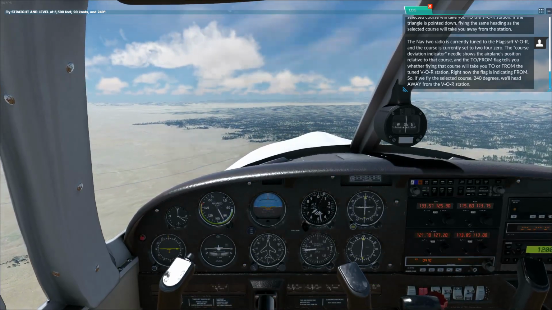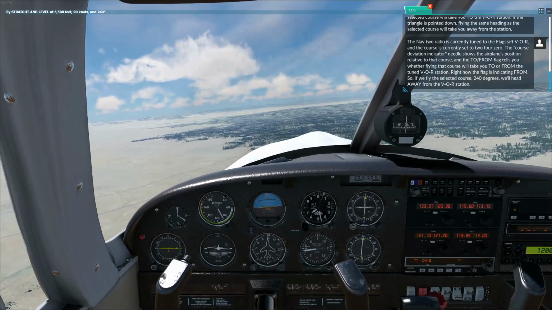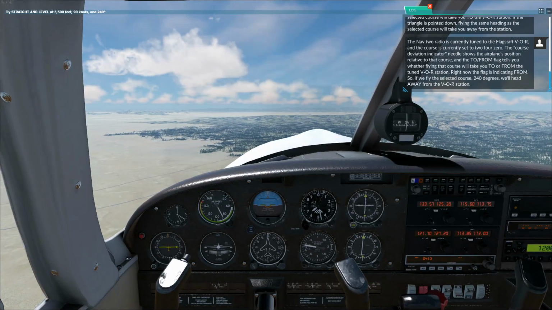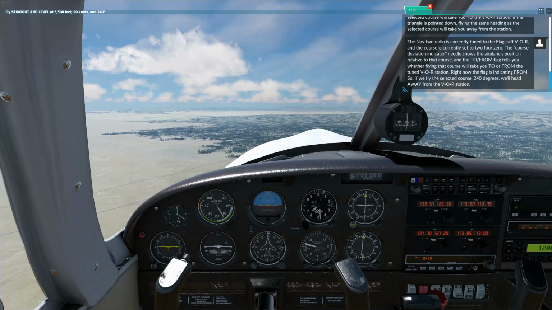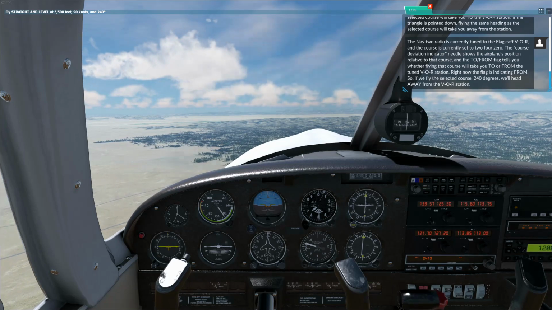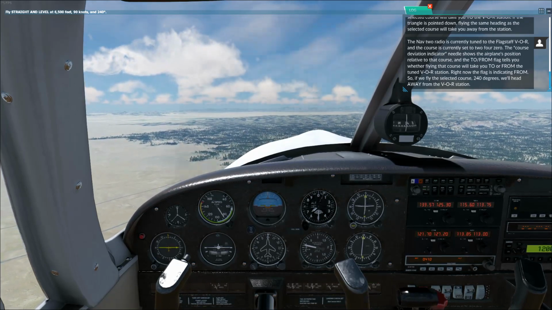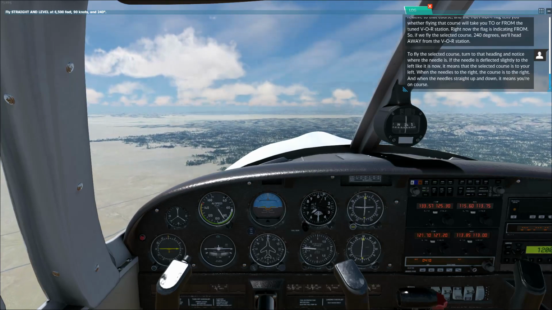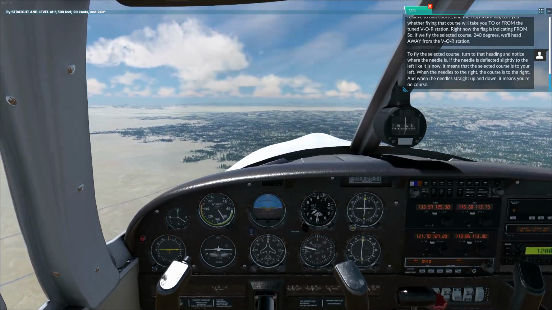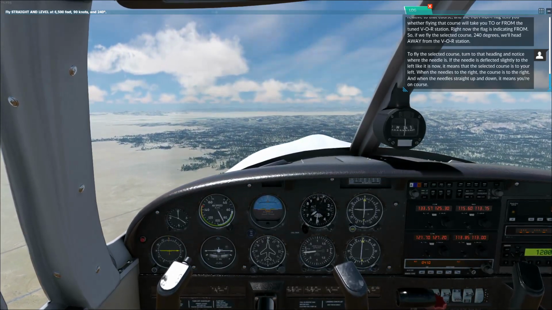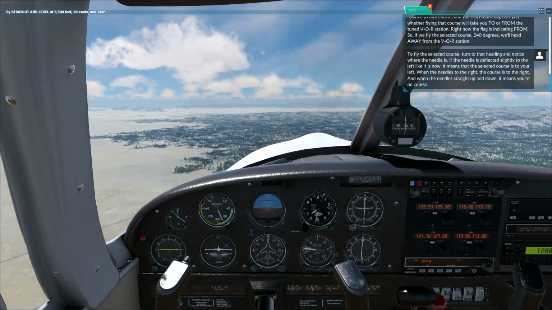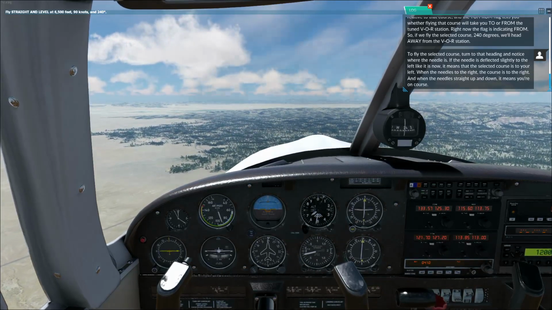The course deviation indicator needle shows the airplane's position relative to that course, and the to-from flag tells you whether flying that course will take you to or from the tuned VOR station. Right now, the flag is indicating from, so if we fly the selected course, 240 degrees, we'll head away from the VOR station. To fly the selected course, turn to that heading and notice where the needle is. If the needle is deflected slightly to the left like it is now, it means that the selected course is to your left. When the needle is to the right, the course is to the right. And when the needle is straight up and down, it means you're on course.